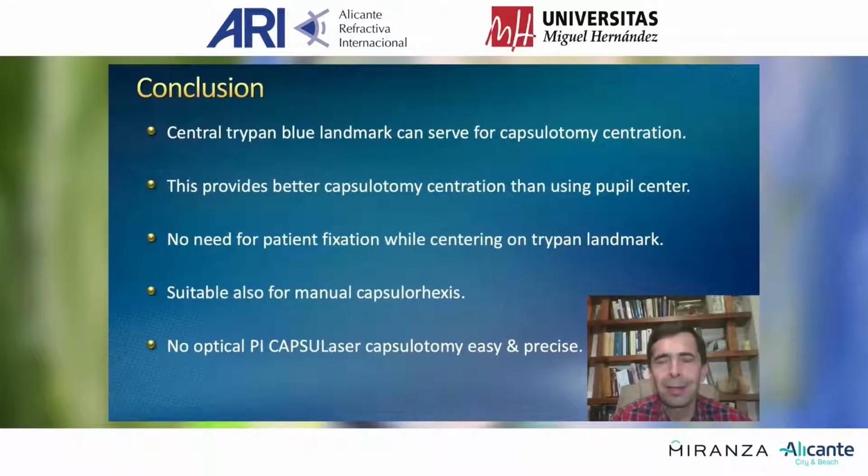To conclude, the central trypan blue capsule landmark can serve for capsulotomy centration, and this method is better than centration to the pupil center. There is no need for patient fixation during the procedure because we know that the capsule landmark is within 0.06 millimeters mean from the optical axis. It's also suitable for manual capsulorhexis, and no PI Capsulaser capsulotomy is easy and precise, and we are really happy we were able to simplify the method this way.